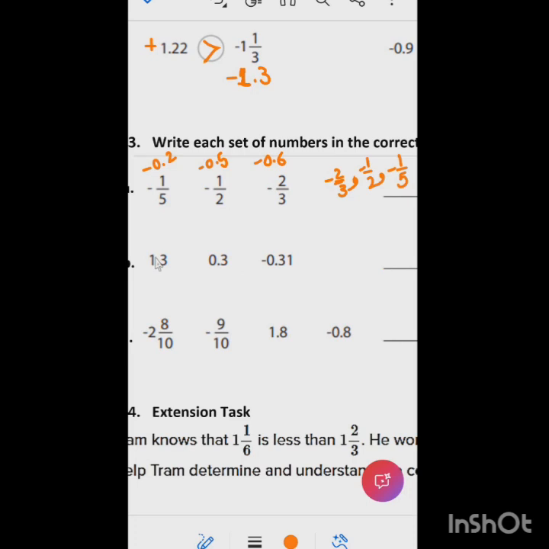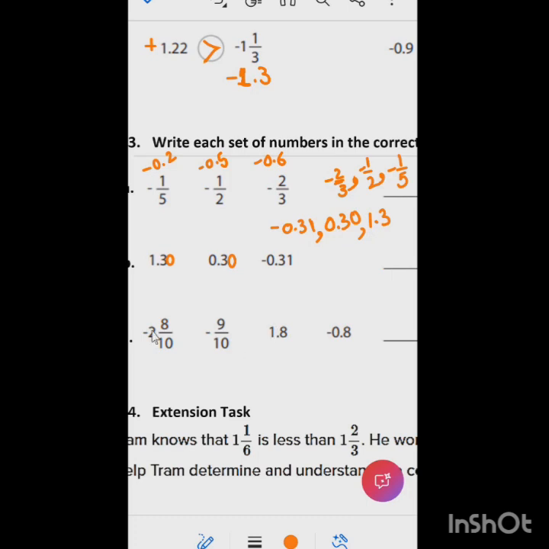So now comes this part. You can see this is having two decimal places, so we will put two decimal places here as well. Ma'am, we automatically know it's the smallest because it has the minus sign with it. That's right. So which one is the smallest? Minus 0.31. Very good. And then 0.30, and the last would be 1.3. Right. Very good.